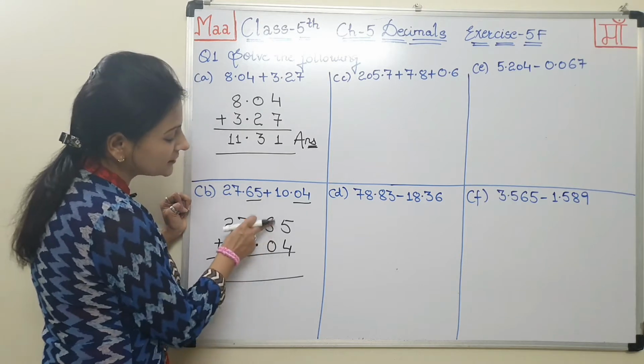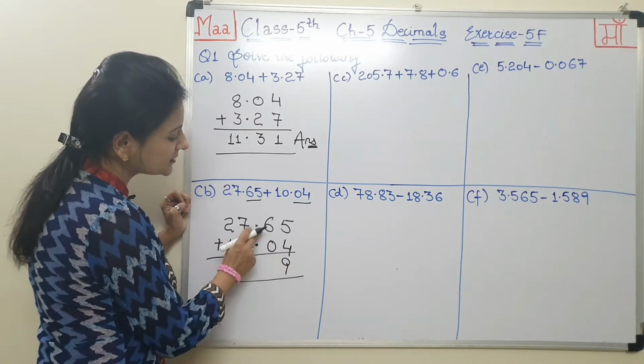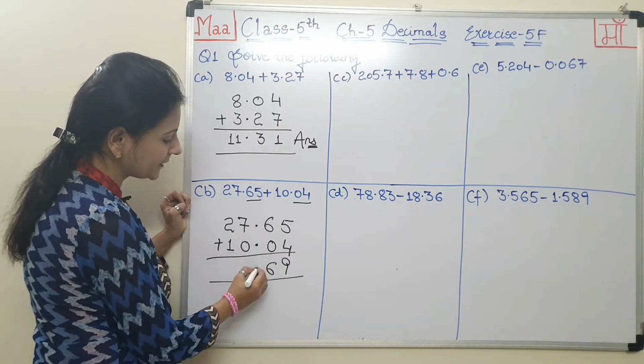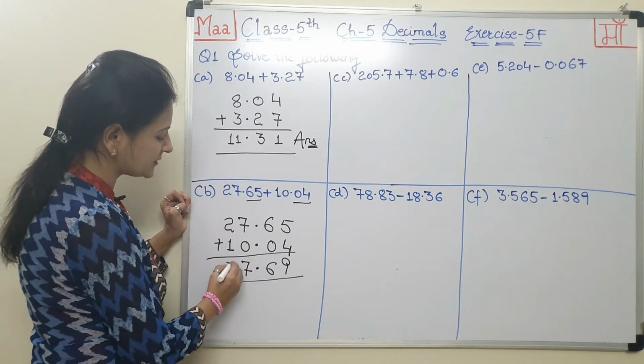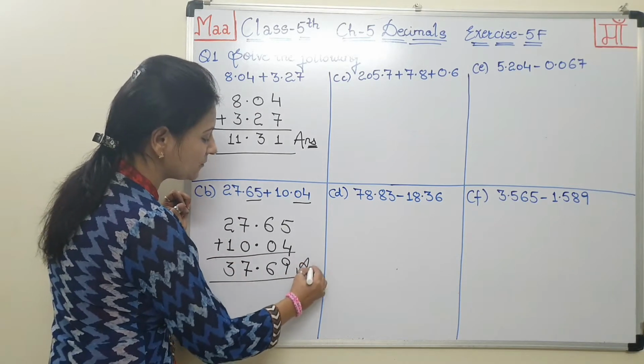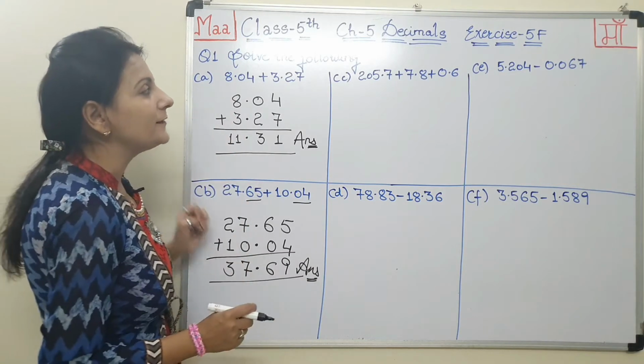So for adding, start from the 100th place. So 5 plus 4 is equal to 9, 6 plus 0 is equal to 6, then decimal point, 7 plus 0 is equal to 7, and 2 plus 1 is equal to 3. So 37.69 is the answer of part B. Let us move on to part C.